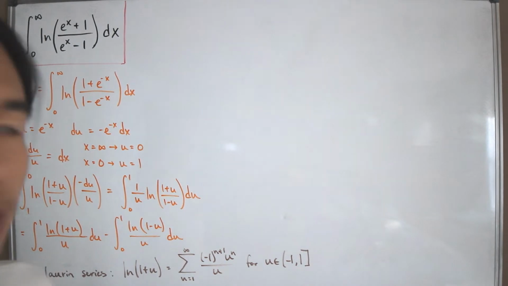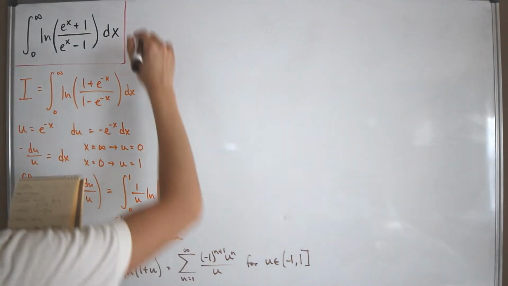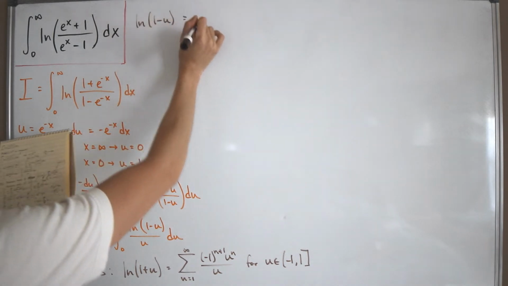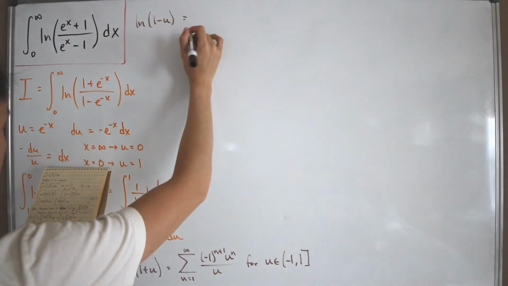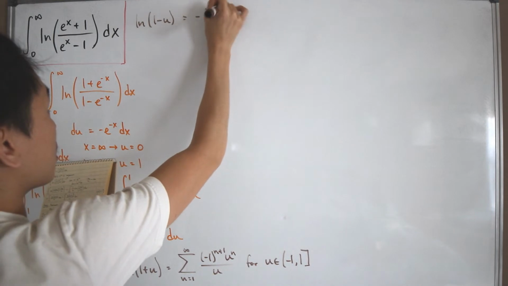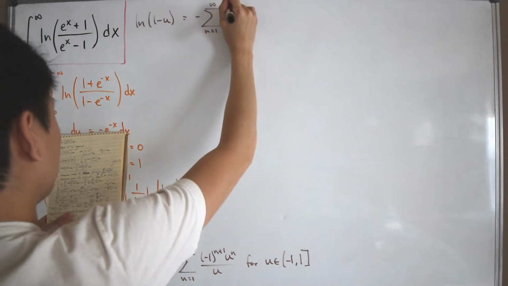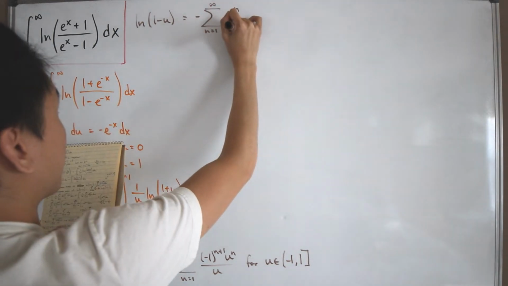So let's use the second one. The second Maclaurin series we'll be using is the natural log of (1 − u). What that's going to converge to is the following infinite sum. This is going to be negative, multiplied with the infinite sum, n equals 1 to infinity, of u^n divided by n.